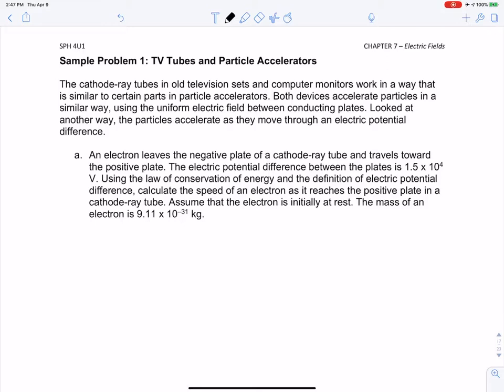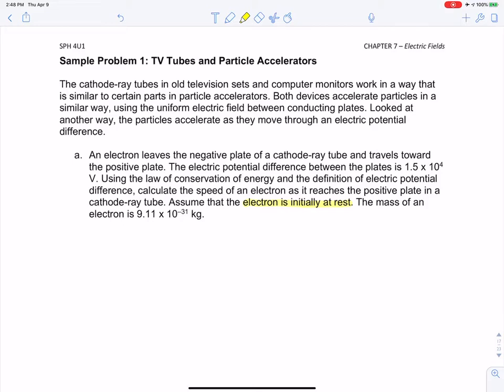Part A. An electron leaves the negative plate of a cathode ray tube and travels toward the positive plate. The electric potential difference between the plate is 1.5 times 10 to the power of 4 volts. Using the law of conservation of energy and the definition of electric potential difference, calculate the speed of the electron as it reaches the positive plate in a cathode ray tube. Assume that the electron is initially at rest. The mass of the electron is 9.11 times 10 to the power of negative 31 kilograms.